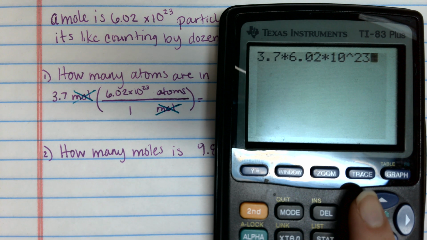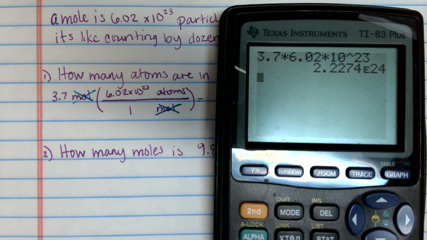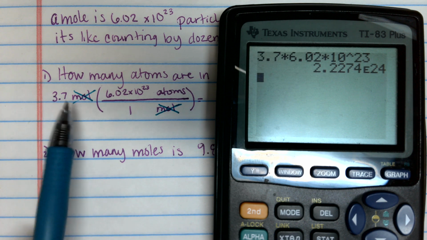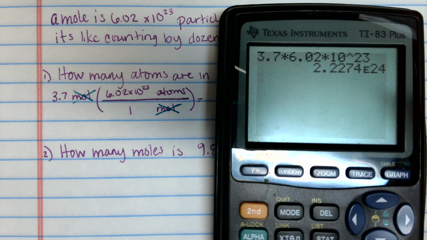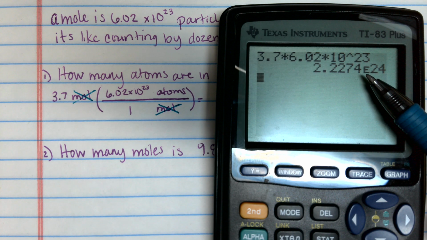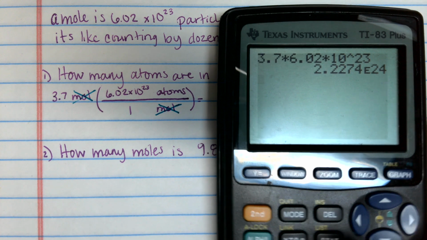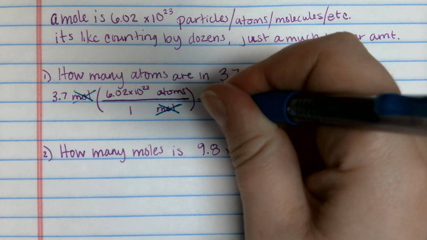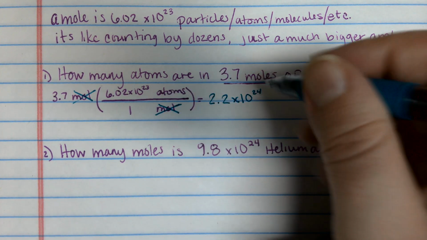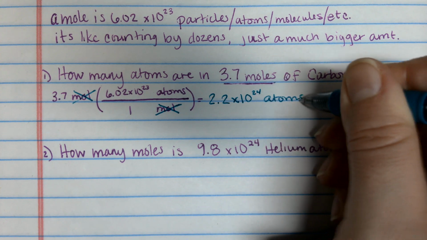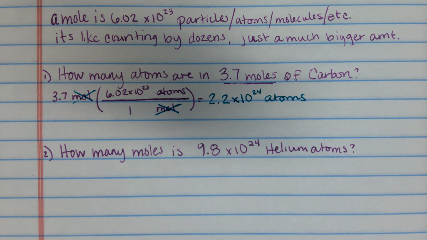Now I do recommend using this calculator because you can see everything you typed in and you can see if you made a mistake. Alright, now 3.7 had 2 digits, so I'm going to round this to 2 digits. So 2.2 times 10 to the 24th. That's what this means in this calculator. That E just means scientific notation. So my answer here is 2.2 times 10 to the 24th power, and that is atoms. 2.2 times 10 to the 24th atoms.